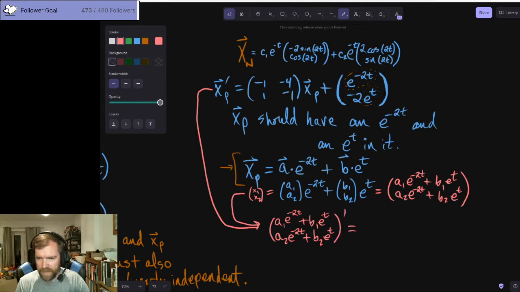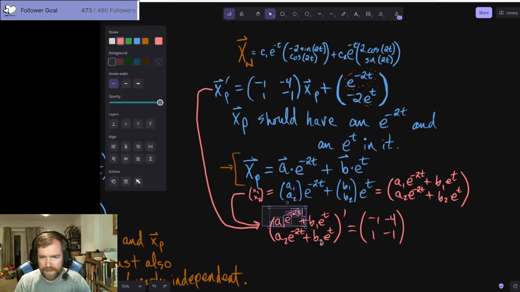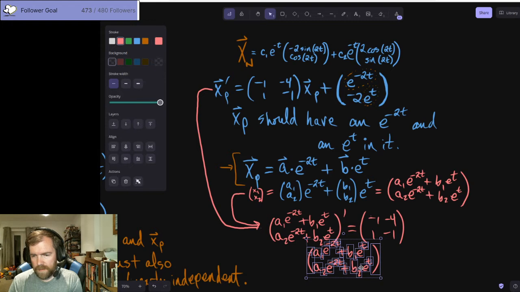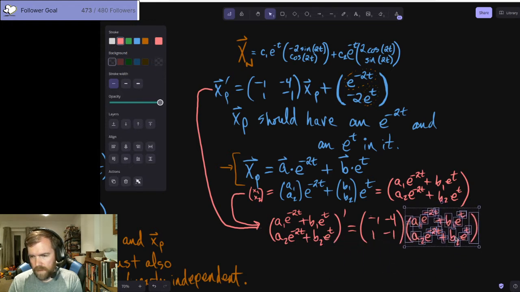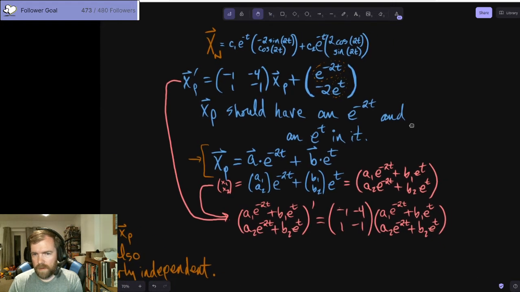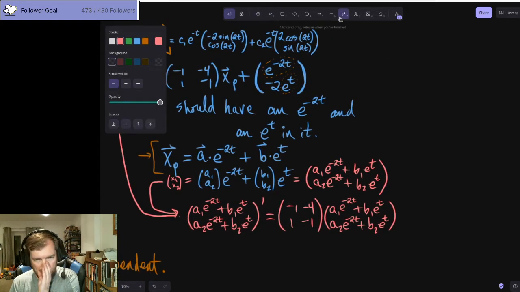All right, xp prime is equal to -1, -4, 1, -1, multiplied by the same vector. I just literally said same vector. That makes it way easier. We just copy it. Digital age. Work smarter, not harder. All right, e to the negative 2t and negative 2 e to the t. There.